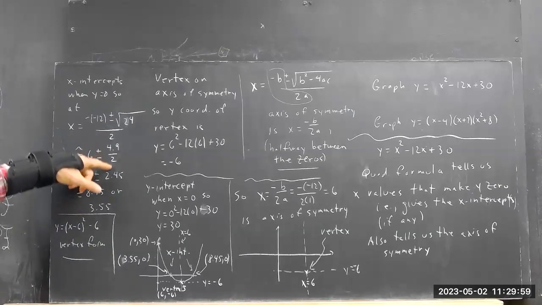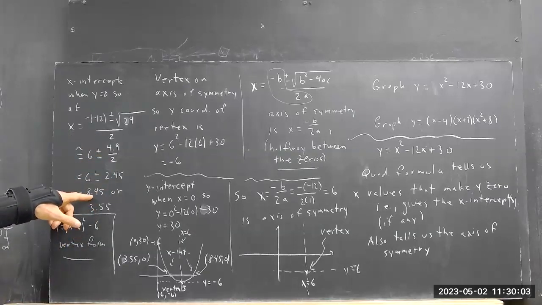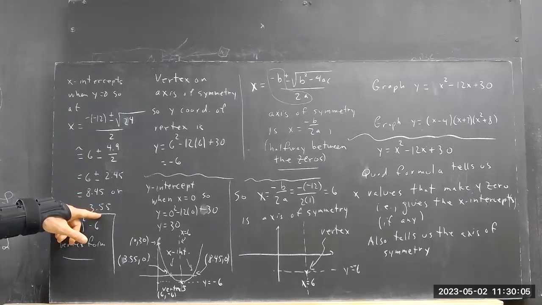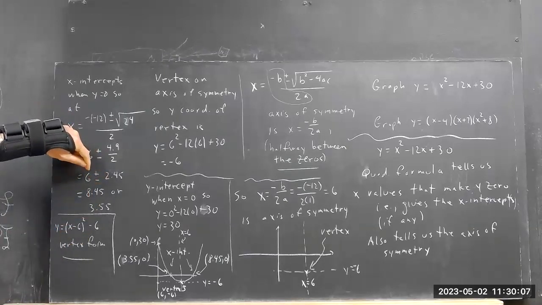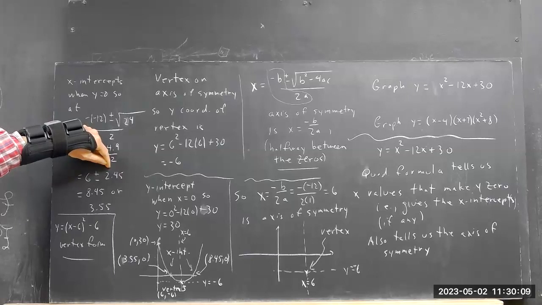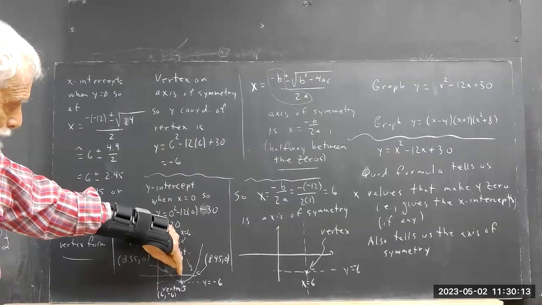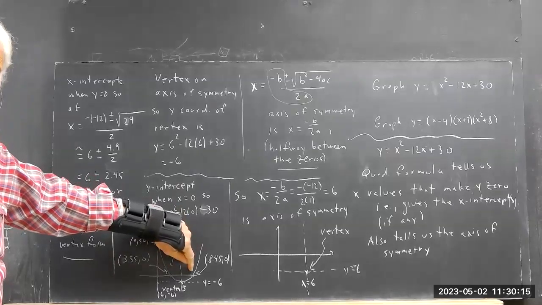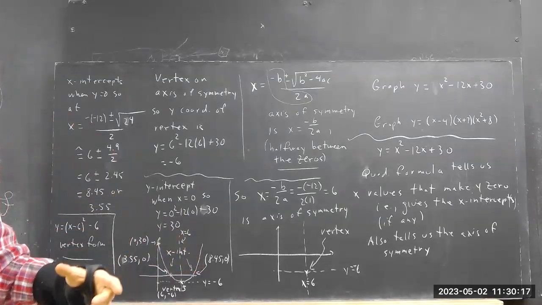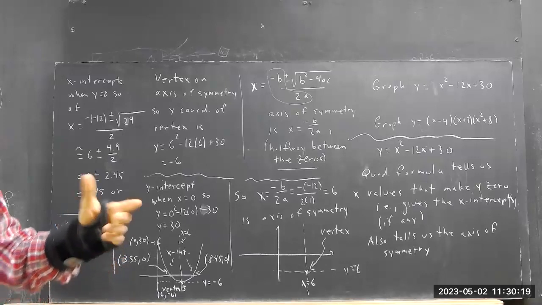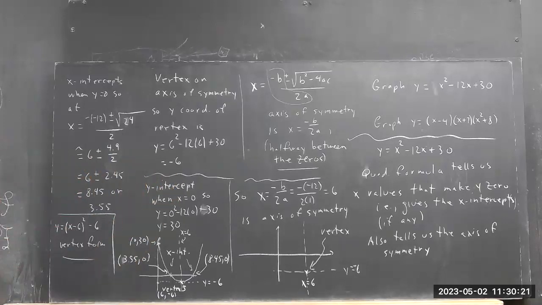Then I divide 4.9 by 2, got 2.45. That gave me 8.45 or 3.55. Notice 6 plus 2.45 is 2.45 units to the right of 6. So I said this should be 2 or 3 units to the right of 6. It's almost halfway between 2 and 3. I was just lucky that it came out that close, just by looking at the graph.